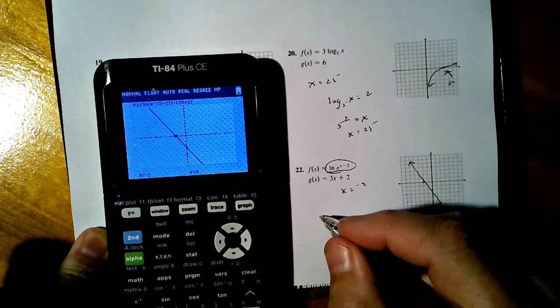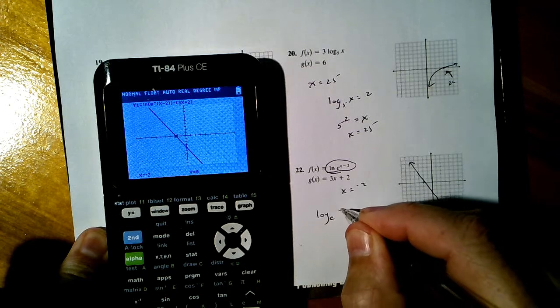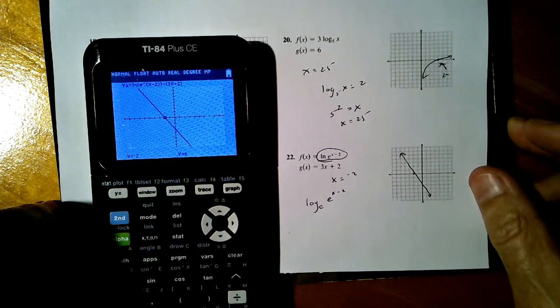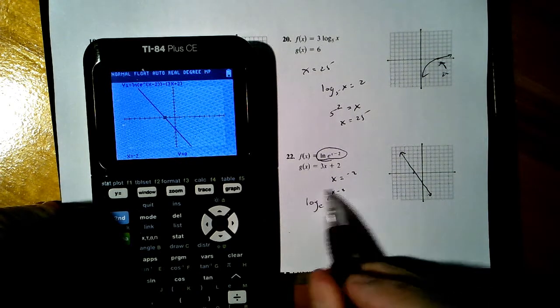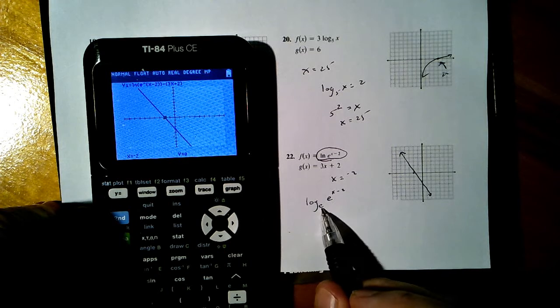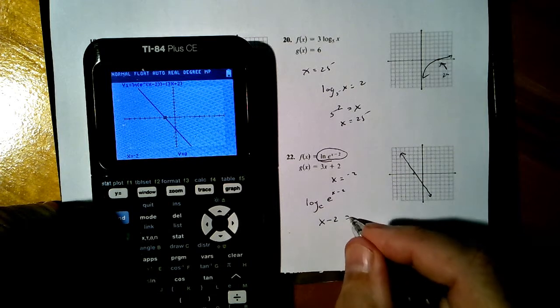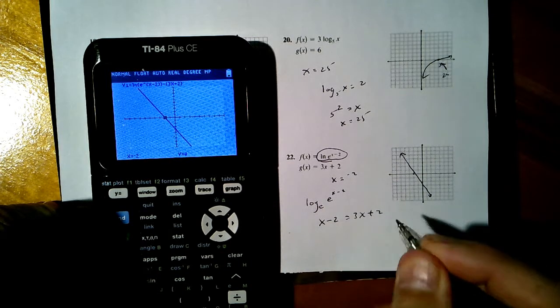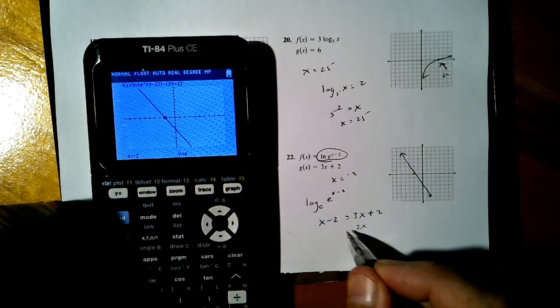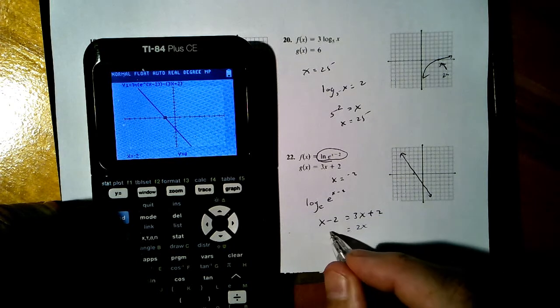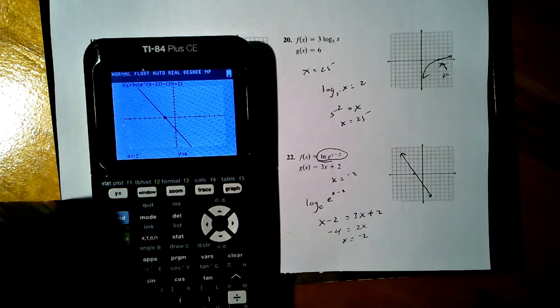That is log base e of e to the x minus 2. A great way to read it, a terrible way to think about it. This whole thing, this big mess right here, is the exponent that turns e into e to the x minus 2. What is the exponent that turns e into e to the x minus 2? X minus 2. I want to know when x minus 2 equals 3x plus 2. Subtract x. Subtract 2, and x equals negative 2.